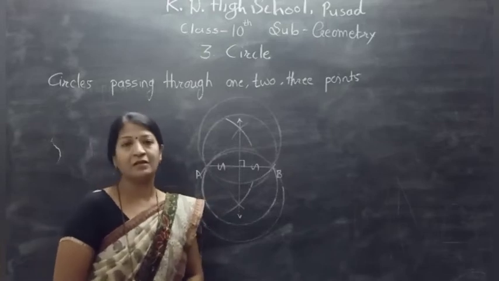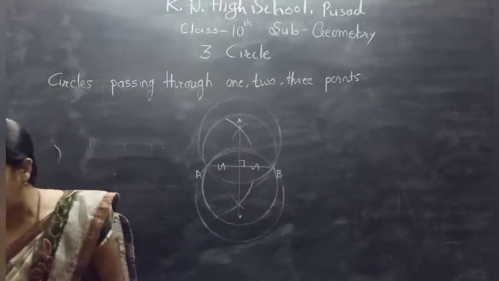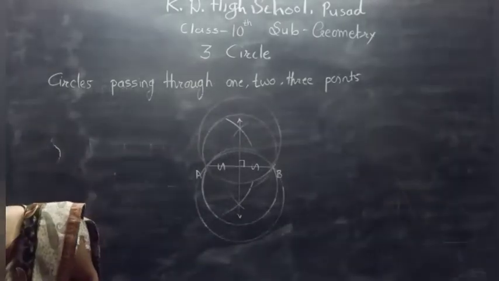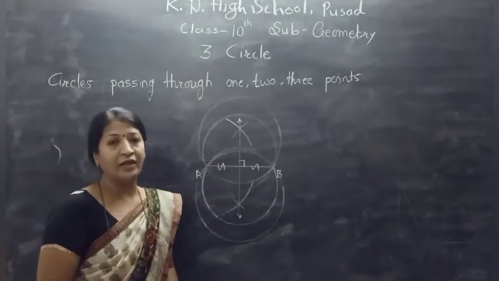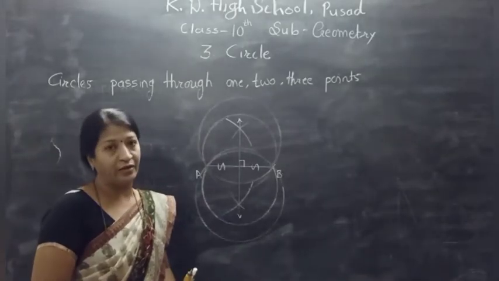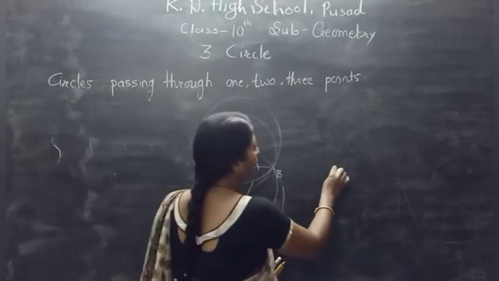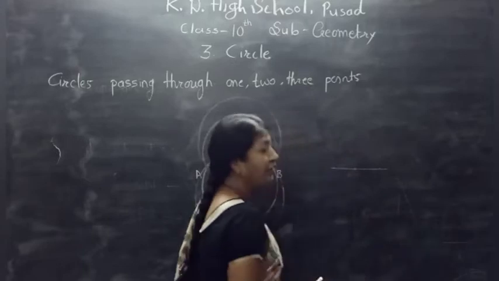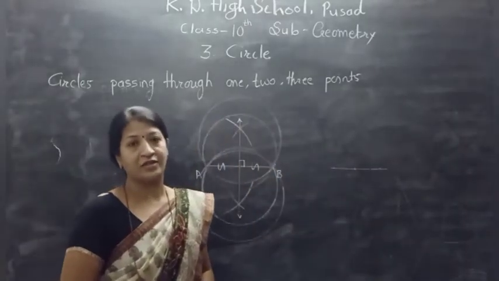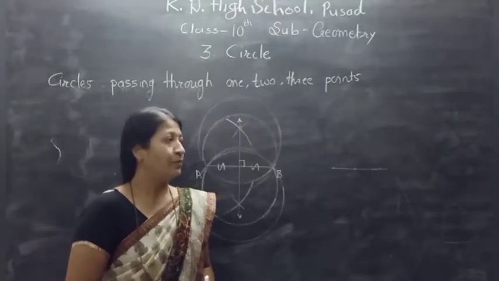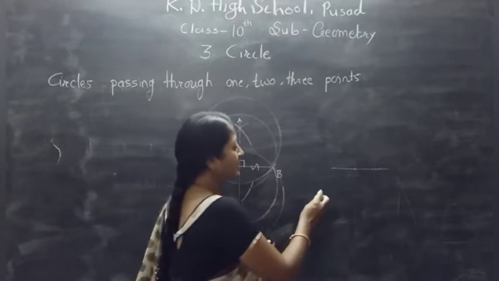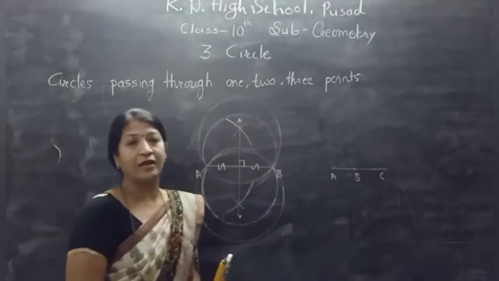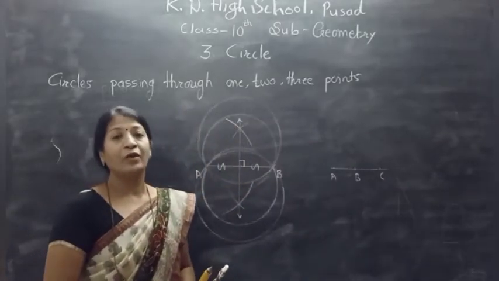Now how many circles can be drawn through three distinct points? Now if there are 3 points, it means there are two conditions. Either the points are non-collinear or the points are collinear. So when the points are collinear, it means they lie on a straight line. Collinear means lying on one straight line. So passing a circle through these 3 points is not possible. So no circle is passing through 3 collinear points.